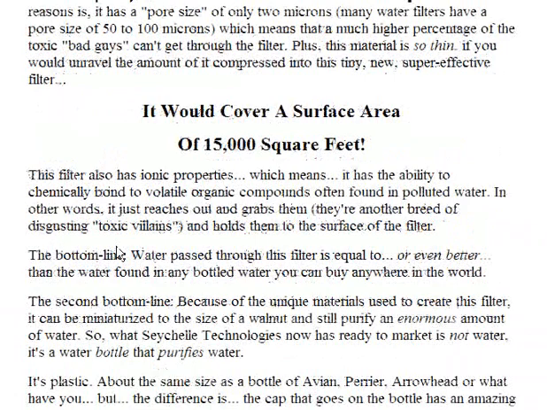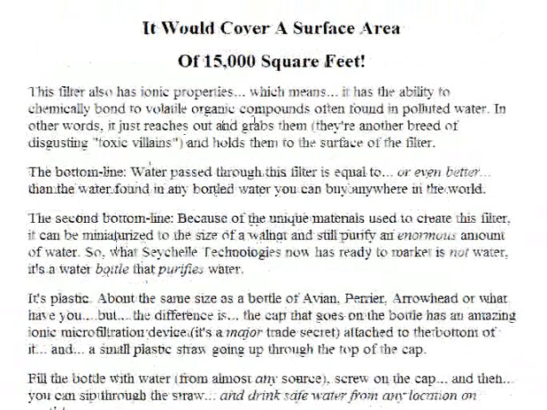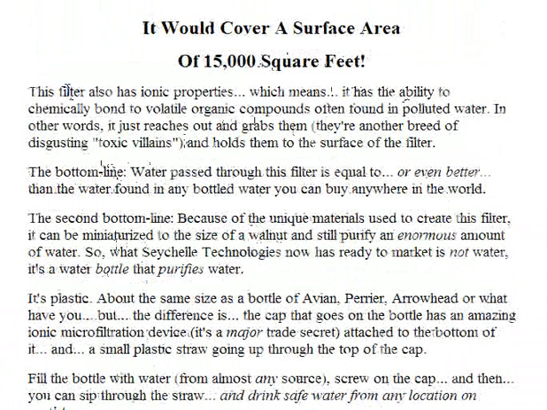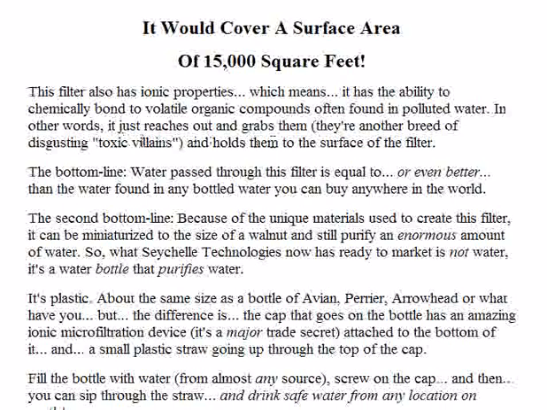Okay, and again, shock value to show you how great a filter this is. This filter also has ionic properties, which means it has the ability to chemically bond to volatile organic compounds often found in polluted water. In other words, it just reaches out and grabs them. They're another breed of disgusting toxin villains, and it holds them to the surface.